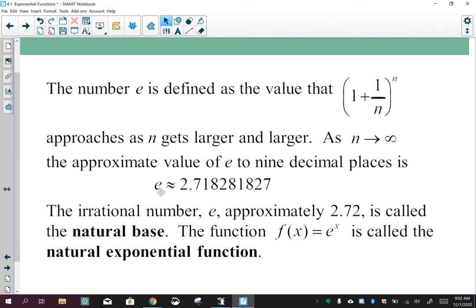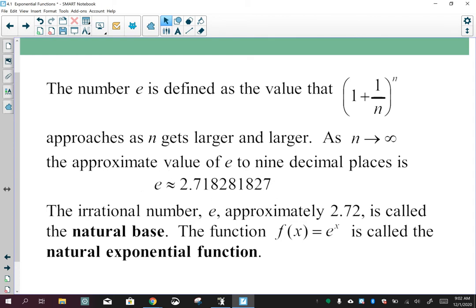The reason that E is represented, this number here, this 2.718, and so on and so forth, by the letter E is because this is actually the equation that is used to generate the E value. And so what it's saying is as my n gets bigger, I can actually plug this in the calculator and look at it, you're eventually going to approach this value here.